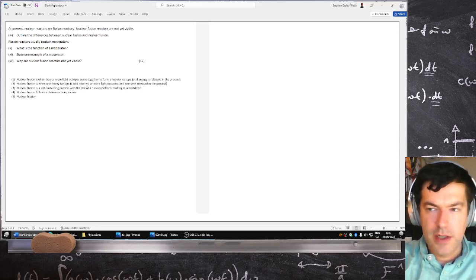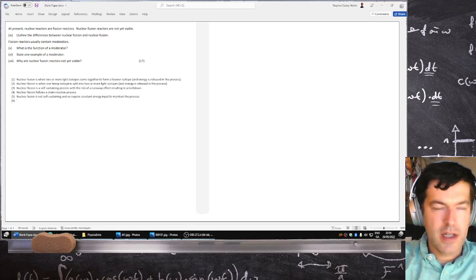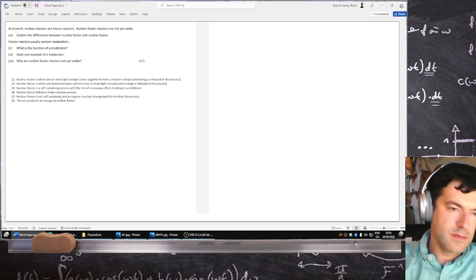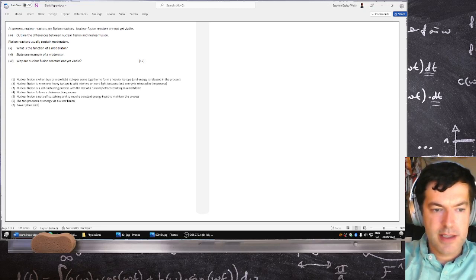Nuclear fusion is not self-sustaining, and so requires constant energy input to maintain the process. What else do we know about it? The sun produces its energy via nuclear fusion. Nuclear power plants and weapons get their energy via nuclear fission.